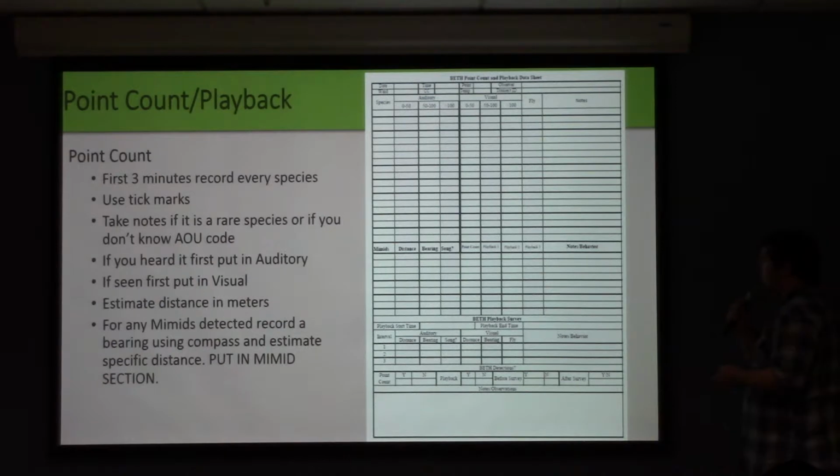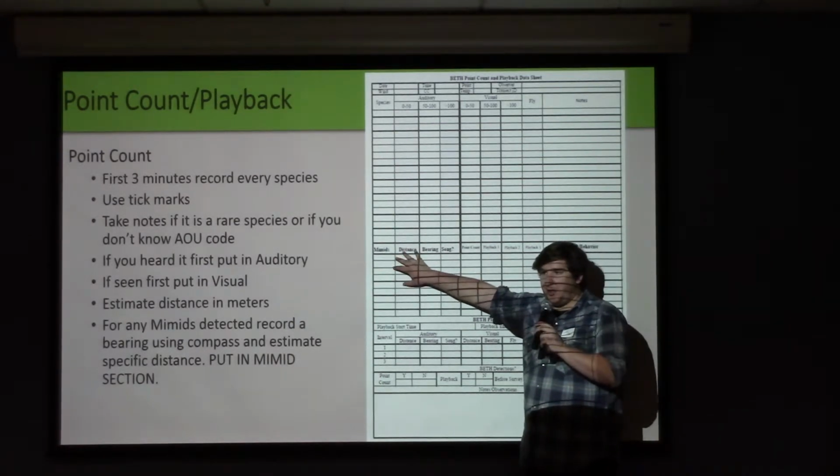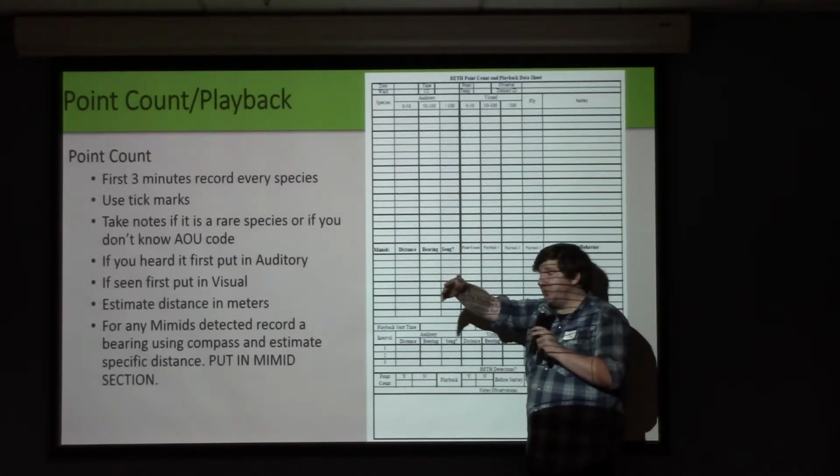Any questions about the point count before I move into the playback? What column would you put it in if we saw, say, paper or grasses? Yeah, so occasionally you're not going to get a mimic during the point count, but we'll use the same system, okay?